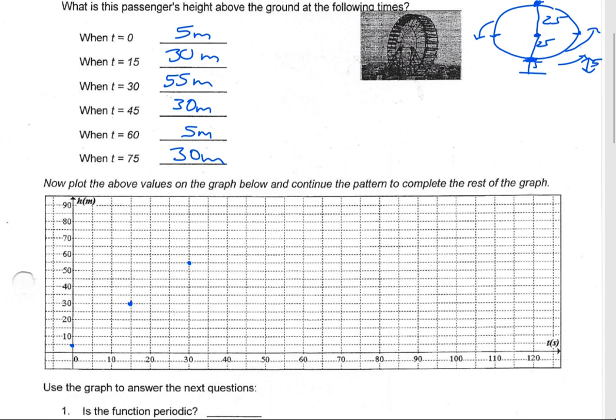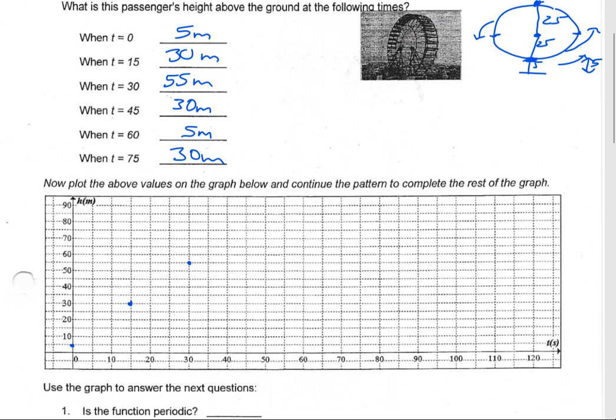All right, now when t is 45, our height is 30 meters again. So we'll put a dot over here. When t is 60, our height is 5 meters. So, sorry, I put the wrong one. Okay, I put that dot in the wrong place. Let me fix it. This dot is not there.